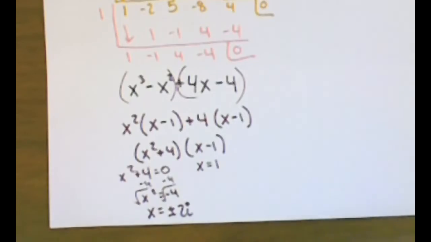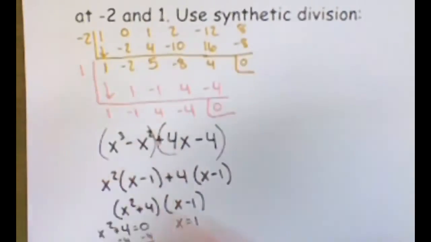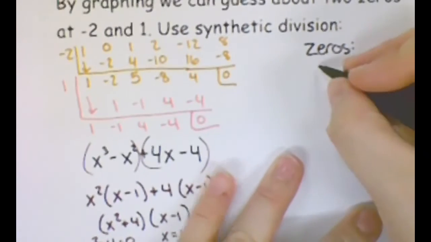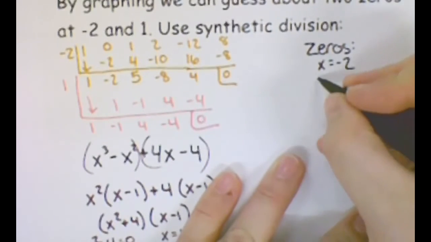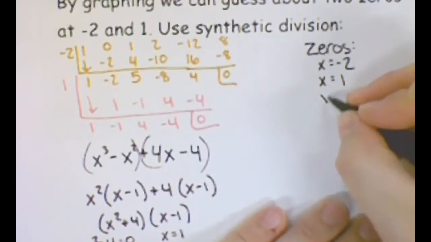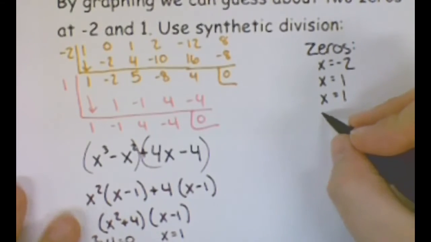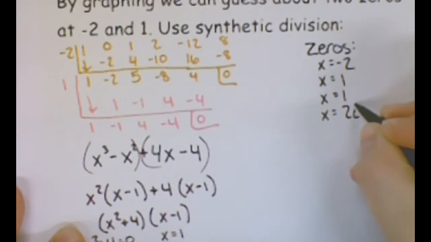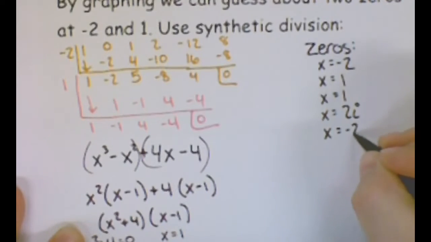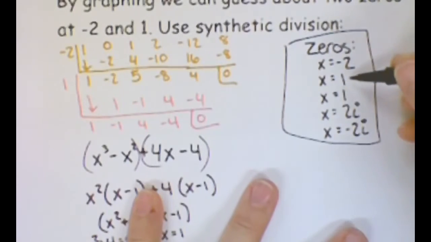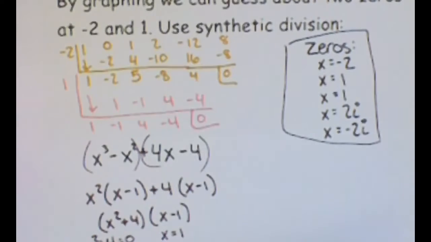So now let's list all of our zeros. We have x equals negative 2, x equals positive 1, x equals positive 1 again, because we had that one twice, x equals 2i, and x equals negative 2i. There's all of our zeros. I didn't have to write the positive 1 twice, but I did.